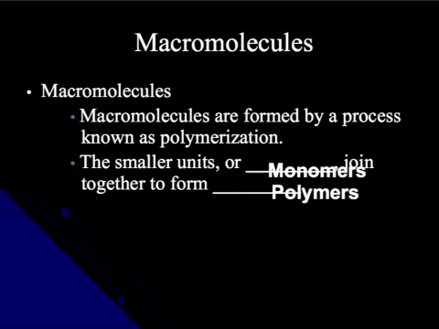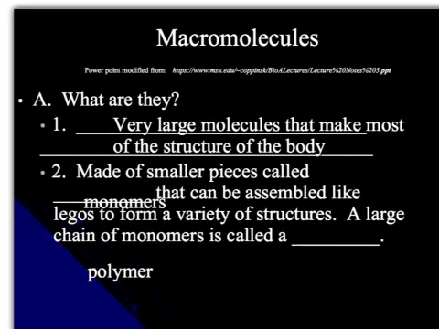Just as we said in the last slide, here is your basic definition. A monomer is a smaller unit of molecules, where a polymer is put together by many monomers and it makes a larger molecule. So what are macromolecules? As you can read here, macromolecules are a very large molecule that make up most of the structures of the body. So if you split the word in half, the word macro right here is the opposite of micro, which means tiny, so it means large.